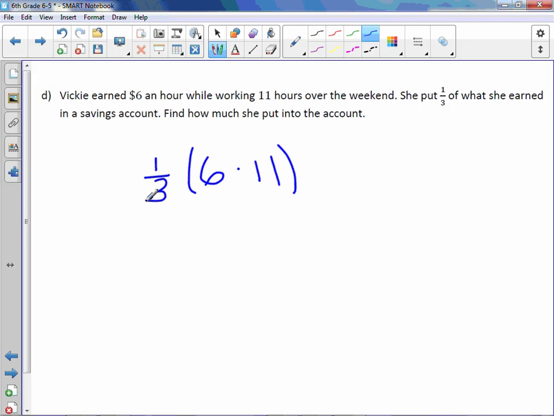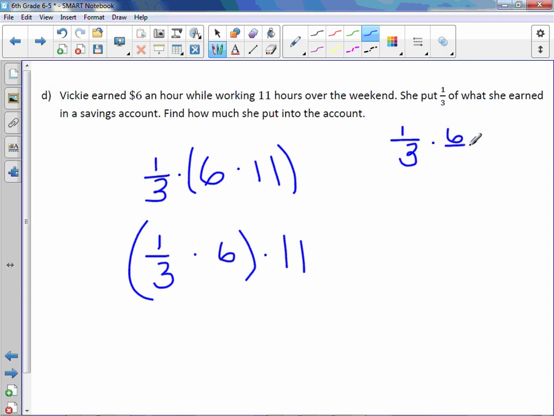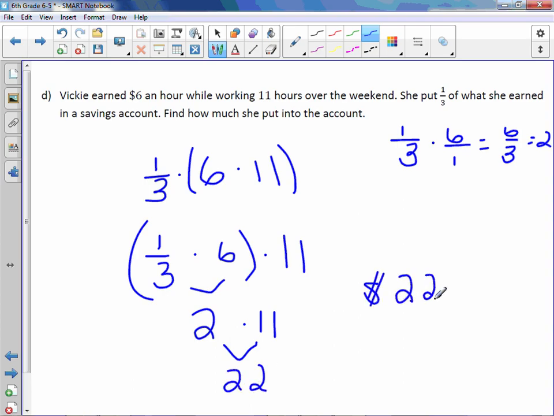Well, I could do 6 times 11 and find 1/3 of that. Or instead, I can use the associative property and do 1/3 times 6 and then multiply it by 11. And 1/3 of 6 I'll do over here on the side. 1/3 times 6 over 1 is 6 over 3, or 2. So I have 2, bring down the times 11, and 2 times 11 is 22. So she puts $22 in the account.